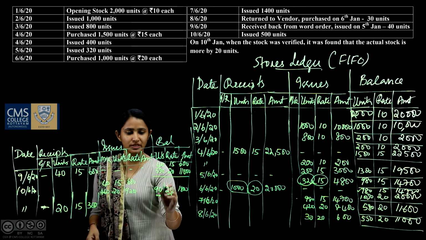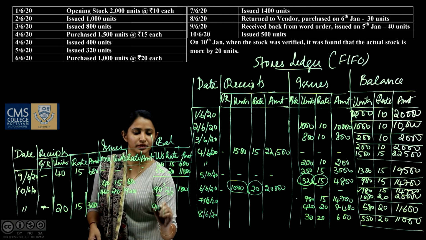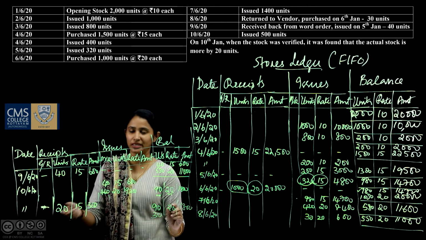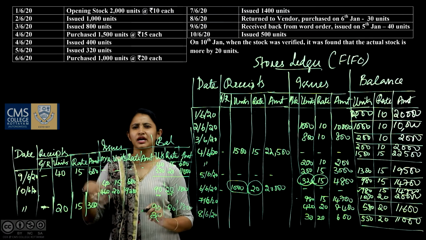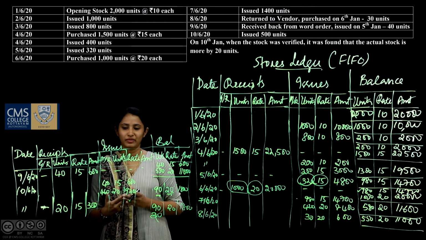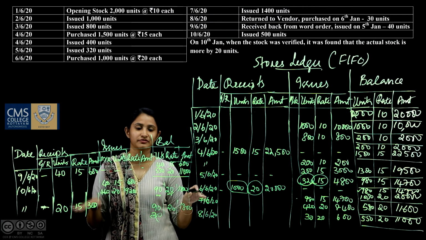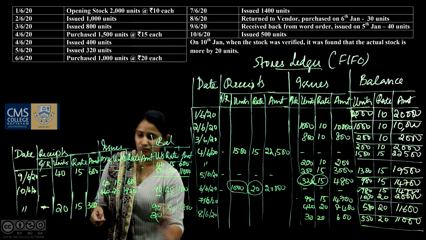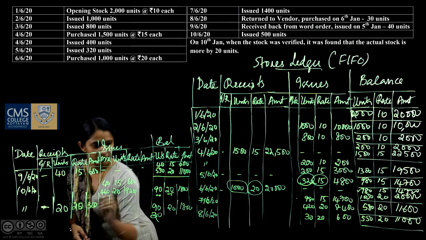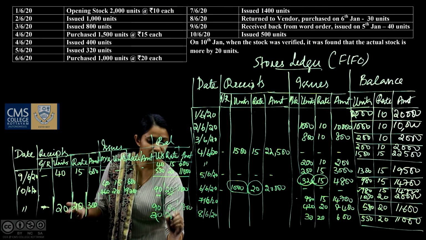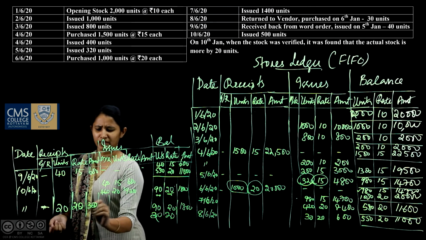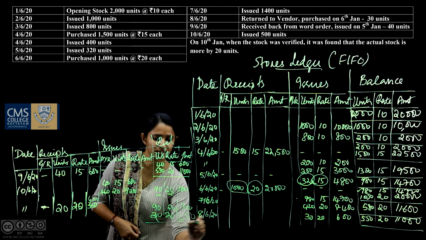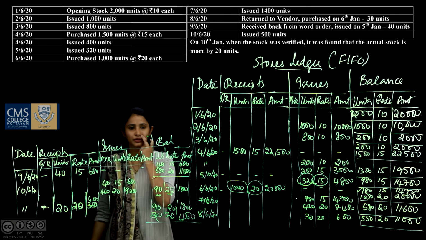So, the total number of units will be 90 units at 20, 1,800, and the 20 unit surplus, which is like an adjusting entry we have made to correct the difference between the physically verified balance and the stores ledger balance. Sorry, this rate is 20 because the amount lying here is 20 rupees. So, 20, and this amount is 400. So, on 10th June, this is our closing balance.